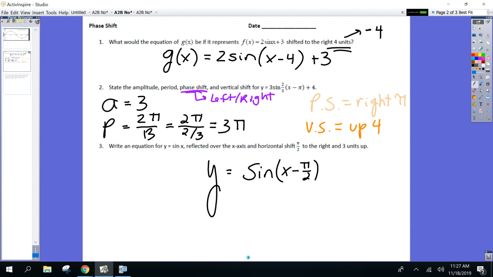And then up 3, plus 3, and I know I am missing something because I did not take care of reflected over the x-axis. How do I show that on an equation? Got to put the negative sign out in front. Okay, so make sure you have every piece there for me. We good? Questions?